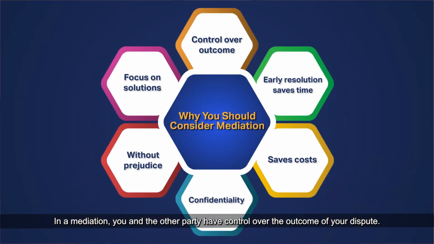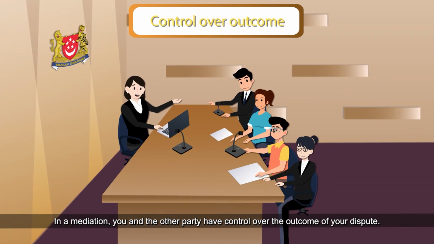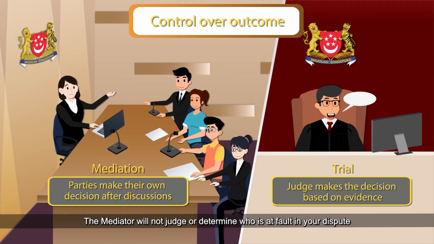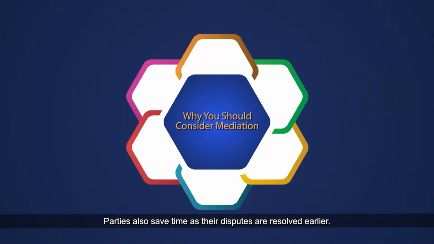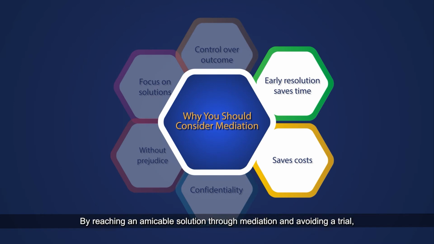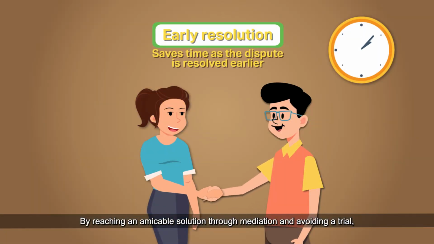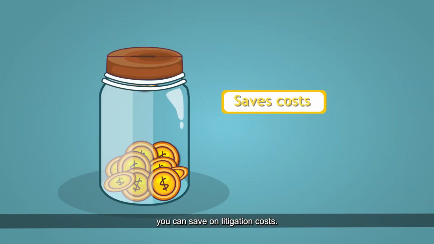In a mediation, you and the other party have control over the outcome of your dispute. The mediator will not judge or determine who is at fault in your dispute, but will help you and the other party along in your discussions to find solutions that will meet your concerns and needs. Parties also save time as their disputes are resolved earlier. By reaching an amicable solution through mediation and avoiding a trial, you can save on litigation costs.